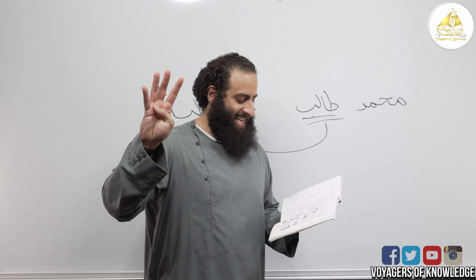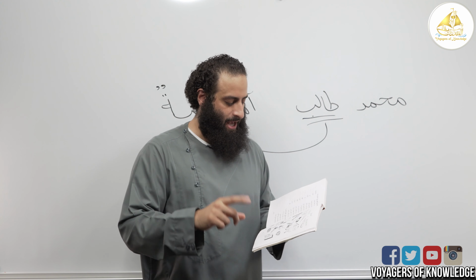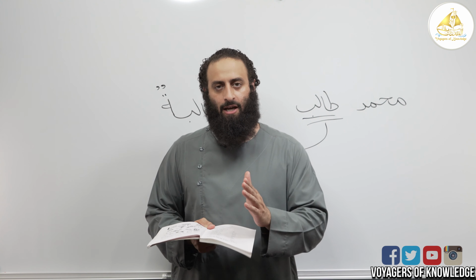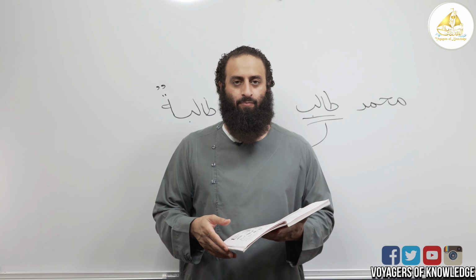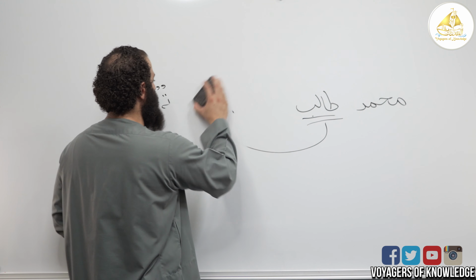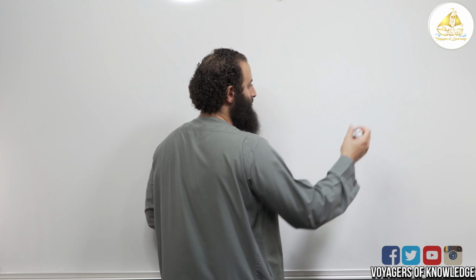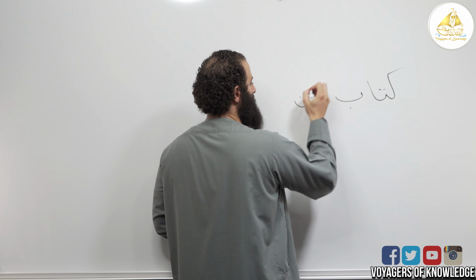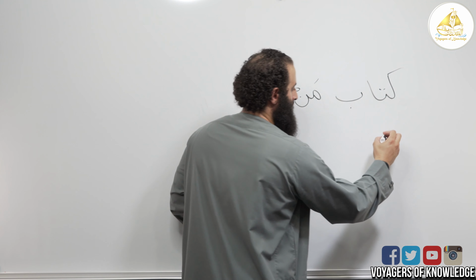Number 4. It says, here's a nice little exercise. صحح الجمل الآتية. Correct the following sentences. حقيبة من هذا. So we said when you say حقيبة من, it's a way of asking whose. Look at this. You say كتاب من. كتاب من. Whose book? Right?